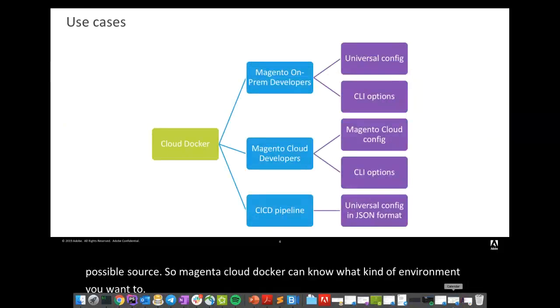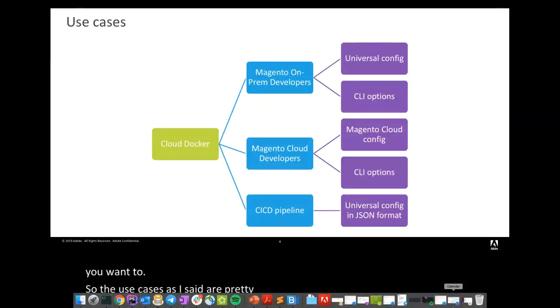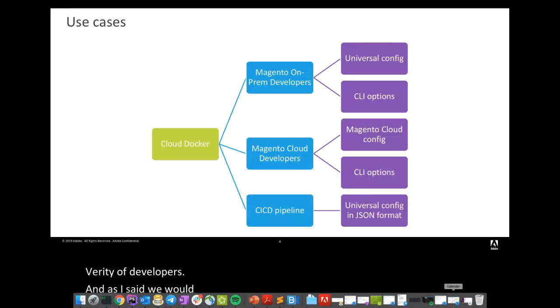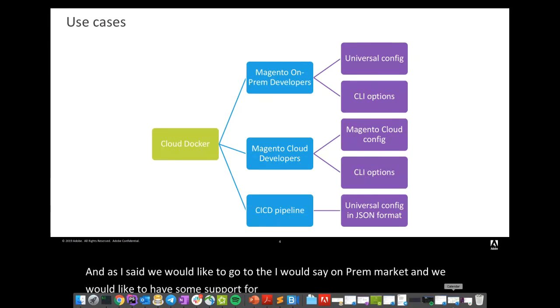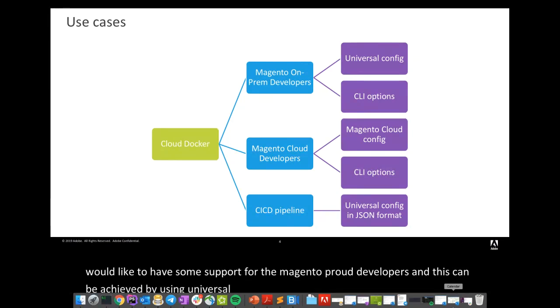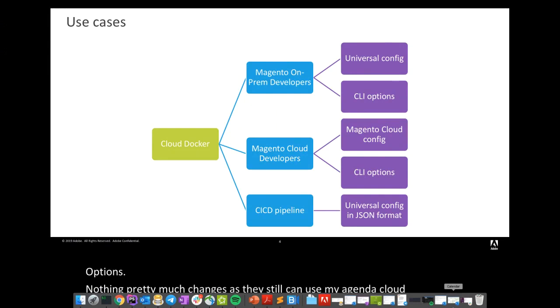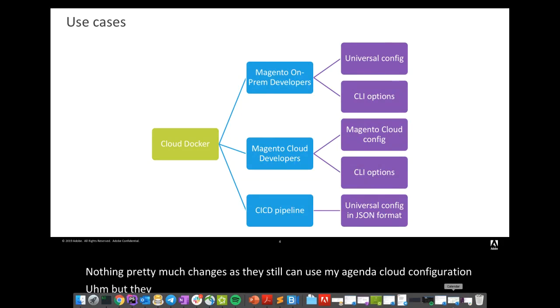So the use cases, as I said, are pretty different. We would like to cover a bigger variety of developers, and as I said, we would like to go to, I would say, the on-prem market. We would like to have some support for Magento on-prem developers. And this can be achieved by using universal configuration with CLI options. For existing Magento Cloud developers, nothing pretty much changes, as they still can use Magento Cloud configuration, but they are free to experiment with universal configuration, or if they have some side projects running on-prem, they can use universal configuration there.